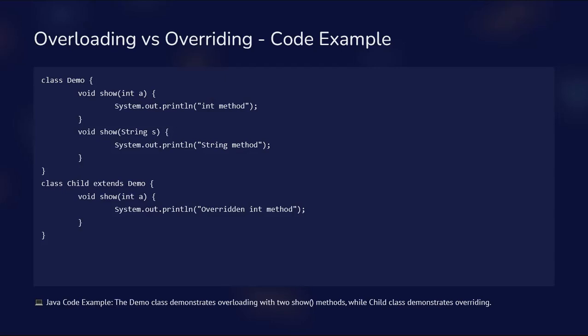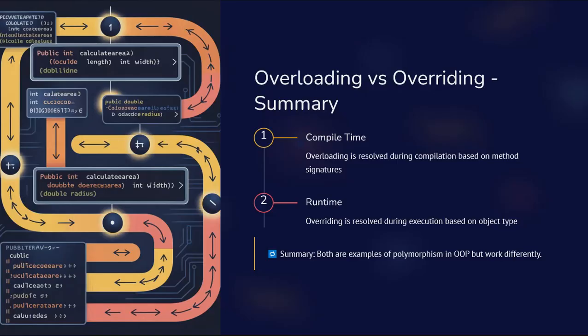Here is one example. See, class Demo has two methods and both have the name show, but with different parameters. One has an integer and another has a string. While the Child class extends Demo, here the Child class also has the show method with one integer parameter. So you can say that the Child class show method overrides Demo's show method with the integer parameter. The Demo class demonstrates overloading with two show methods, while the Child class demonstrates overriding.